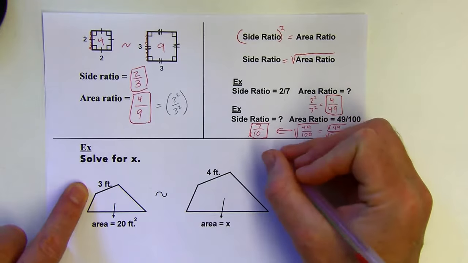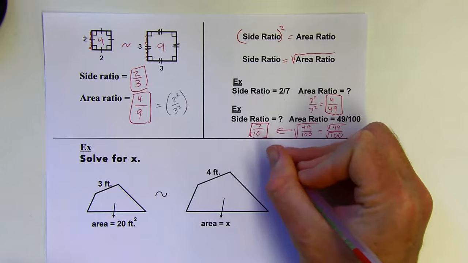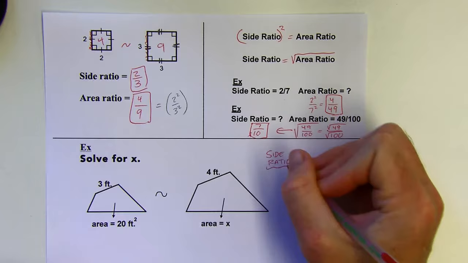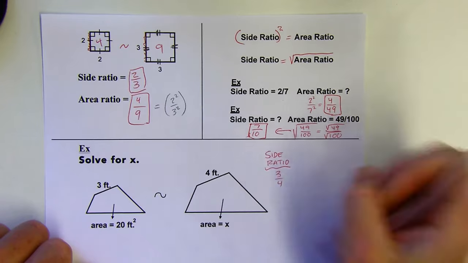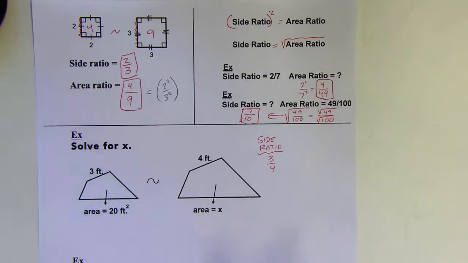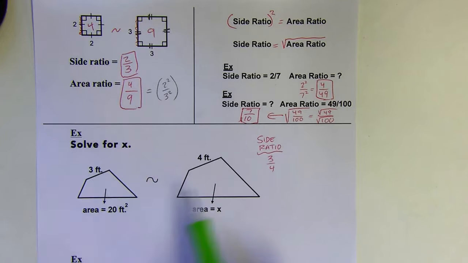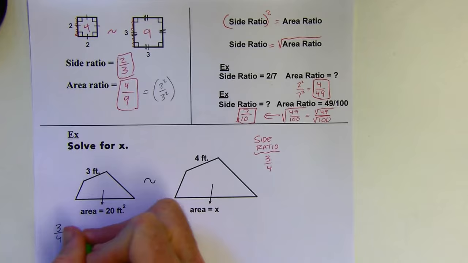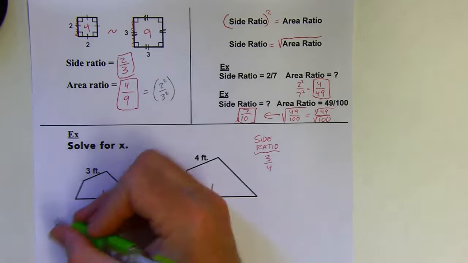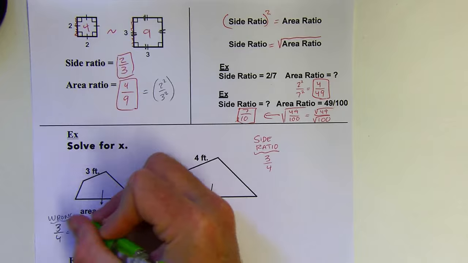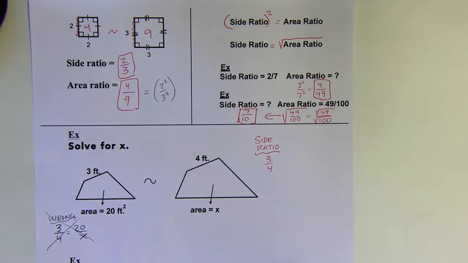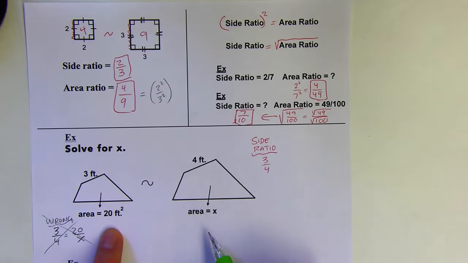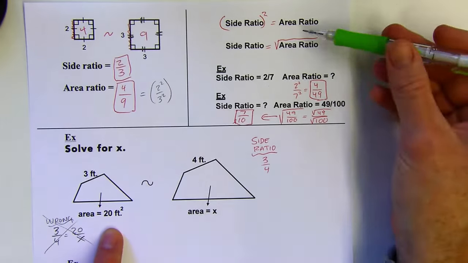So what I'm going to do is a little workaround here. I'm going to find the side ratio first, which is 3 to 4. I want to show you how people miss this problem. A lot of people look at this and say, oh, 3 is to 4 as 20 is to x, and then they'll cross multiply, but this is wrong. So don't do that. That's the mistake I see all the time, because then I'd be saying that these sides are in the same proportion as these areas. And the side ratio and the area ratio are not the same.